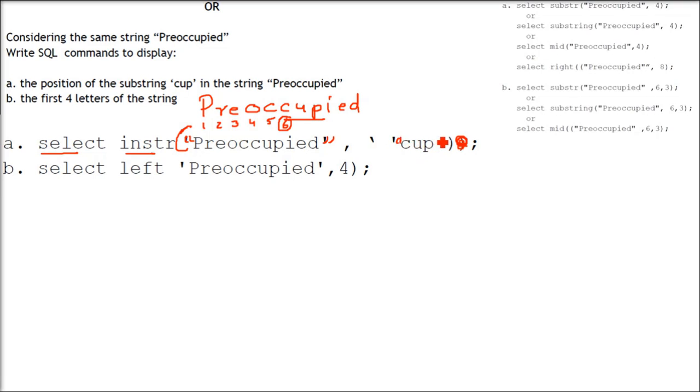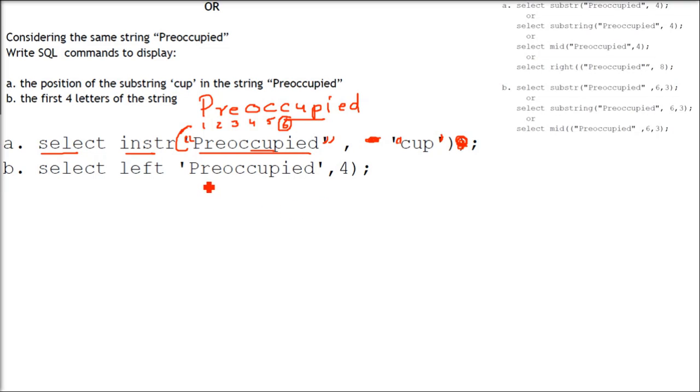This also in double quotes. Remove this. This is the answer given by NCERT, so I have no control over it. So I have written the correct one. How do you write? So now it will give you the 6th position. For the first 4 letters of the string, you have already known. We have already used it in the previous question.